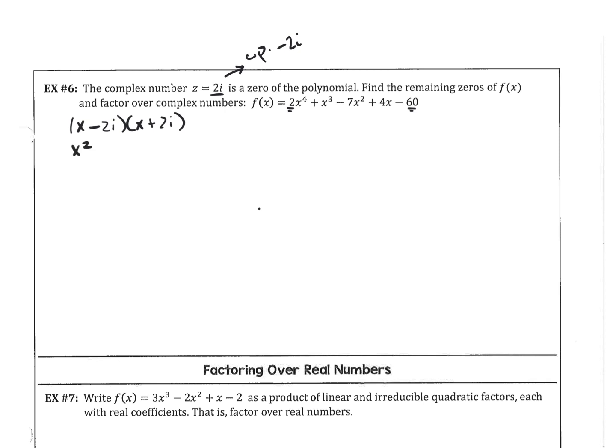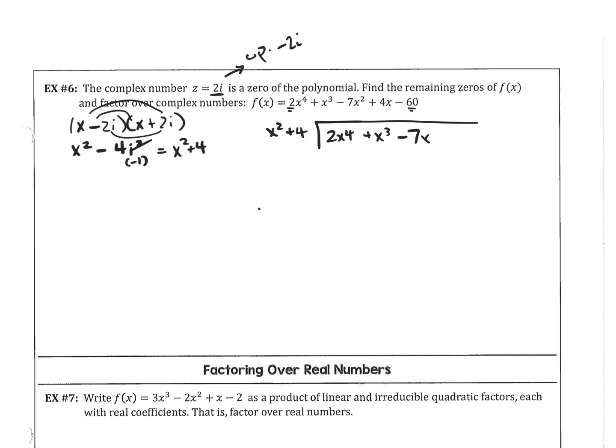So I'm going to end up with x squared plus 4 from this. This and this are going to go away, and this becomes minus 4i squared. That becomes negative 1, doesn't it? And so this would be minus 4i squared. Excuse me. Should have been minus. Which means this is x squared plus 4. Now, I'm going to take x squared plus 4, and I'm going to divide it into 2x to the 4th plus x cubed minus 7x squared plus 4x minus 60.